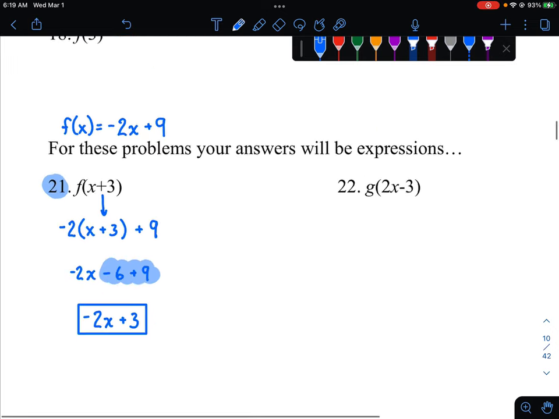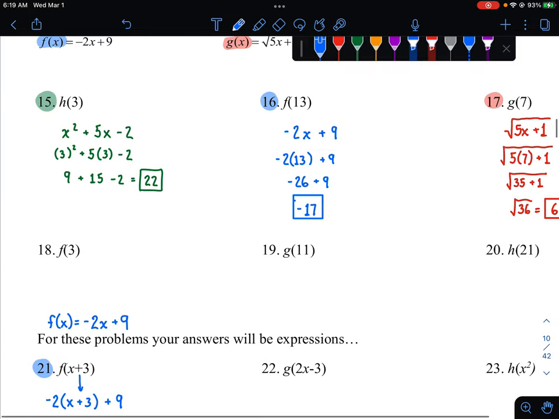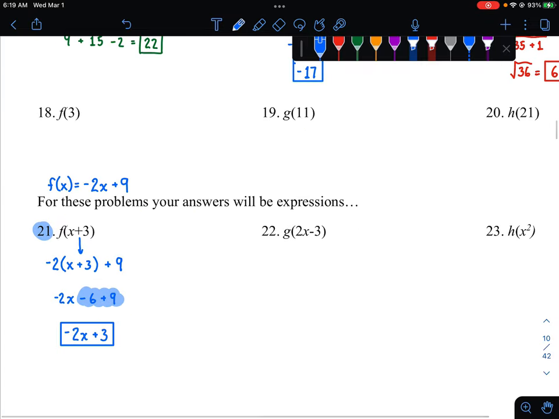So when you plug in a number, you're usually going to get out a number, as you could see in 15 through 17. When you plug in an expression, you'll get out an expression usually.